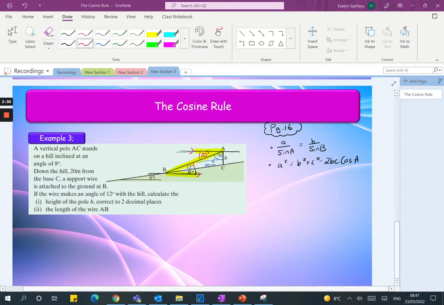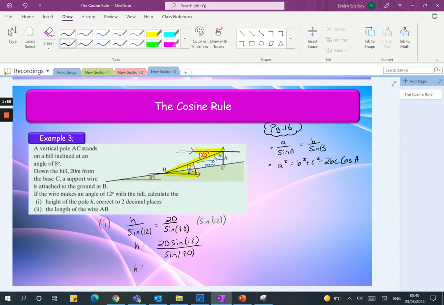So for part 1, we're going to use the sine rule here, where we're going to have H over the sine of 12 is equal to 20 over the sine of 70. To get H by itself, I'm going to multiply both sides by sine of 12, which is going to cancel it on the left, which gives me H is equal to 20 sine of 12 all over the sine of 70. So now I can put it into my calculator, where I have H equals fraction button 20 sine 12, again making sure that our calculator is in degrees here, all over sine 70 gives me 4.4251 meters, and it tells me to give it to 2 decimal places, so 4.43 meters.